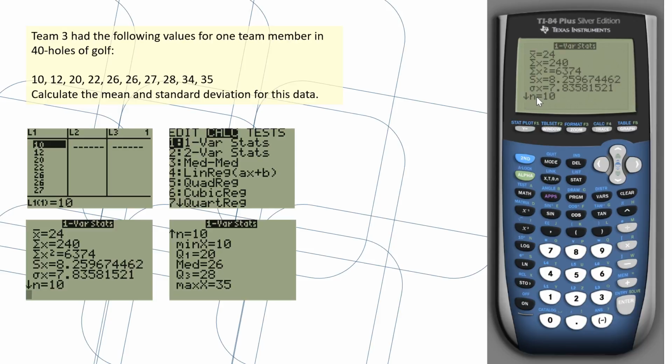The other thing that I like to look at is, you can see here n is the number of data points that I entered. If I go down, I can see the minimum, Q1, the median, Q3 and the max. Now the range, of course, is this distance between the minimum and the max. So 35 minus 10, this data set has a range of 25, and my interquartile range is 28 minus 20, which gives me 8, right? 28 minus 20 is 8. And notice 8 is fairly close to my standard deviation, right?